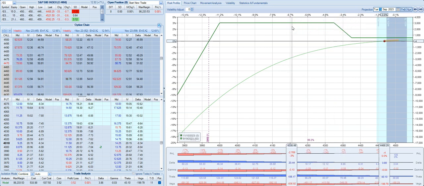That works too, right? Again, you have to apply what we're talking about here to your individual situation, to your individual risk profile, to your trading style, right?